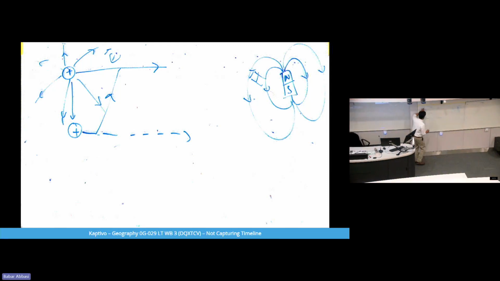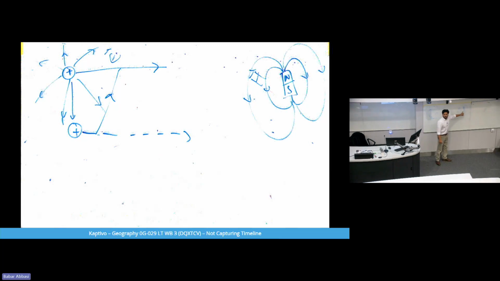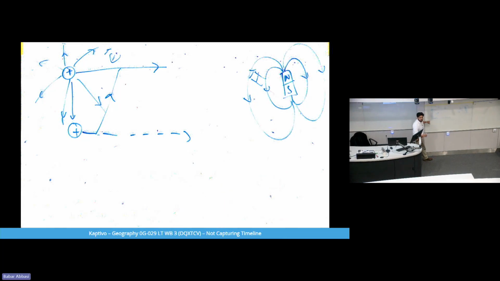If I am here, there's an electric field. Will there be a magnetic field here? No. Will there be an electric field here? No. But what if I move this charge from here to here? Will there be any magnetic field? Why?